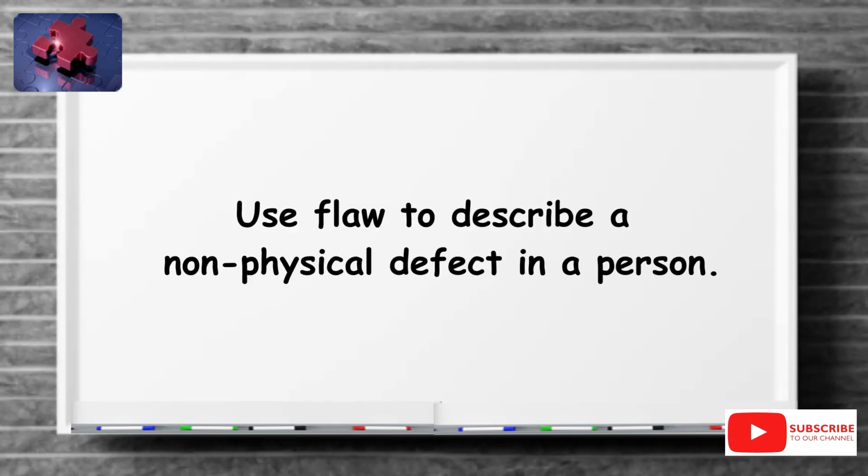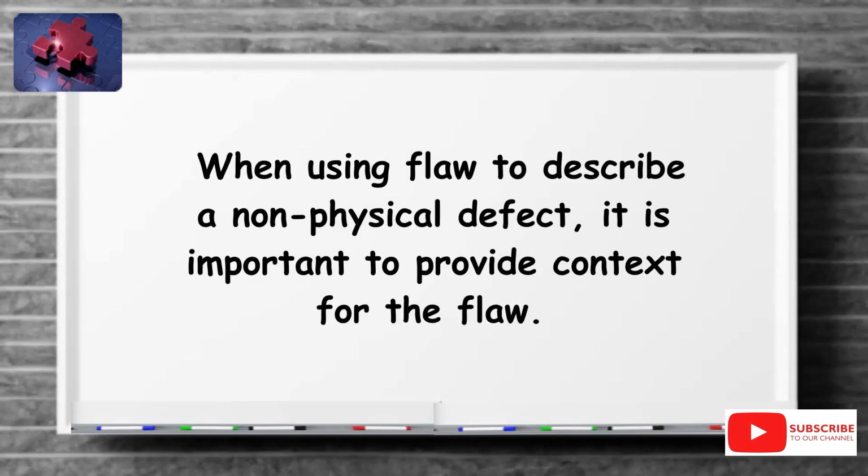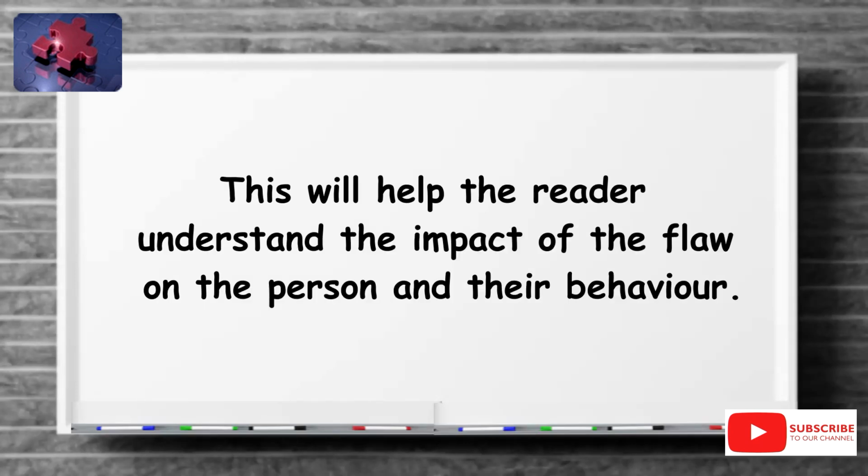Use flaw to describe a non-physical defect in a person. For example, her lack of confidence was her biggest flaw. When using flaw to describe a non-physical defect, it is important to provide context for the flaw. This will help the reader understand the impact of the flaw on the person and their behavior.